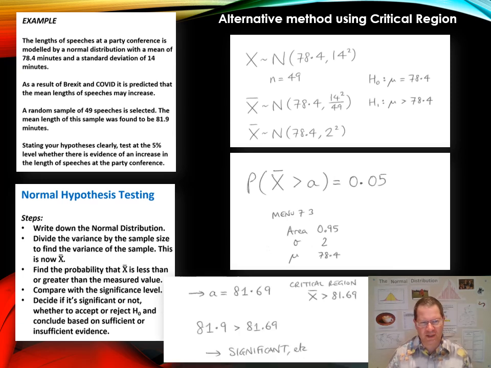Now our measurement was 81.9 minutes, so when we compare that, we find out that it's in the critical region because it's greater than 81.69, and hence that also tells us that our result is significant. So we're still going to reject H0 and state that there is some evidence that the length of speeches may have increased.